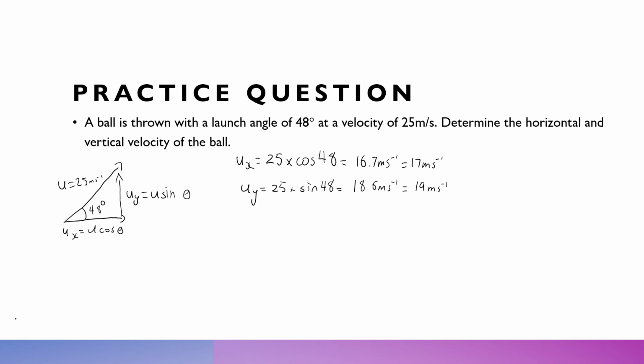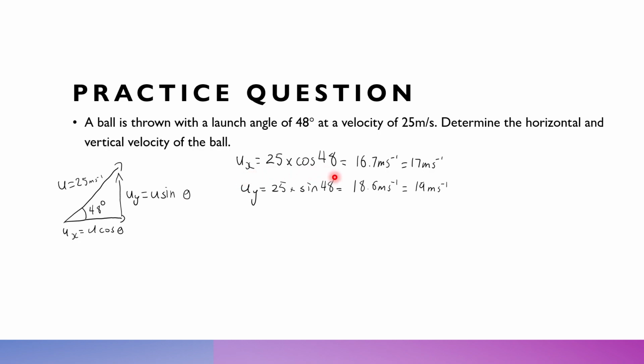It reads, a ball is thrown at a launch angle of 48 degrees and at a velocity of 25 meters per second. We're asked to determine the horizontal and vertical velocities of the ball. In order to calculate this, I've first extracted all information from the question and presented it all diagrammatically. So the two key pieces of information that we have is that the magnitude of u is equal to 25 meters per second and that the launch angle is 48 degrees. From here, I've also written some formula to allow us to easily calculate for ux and uy.